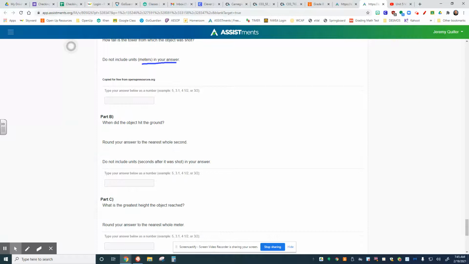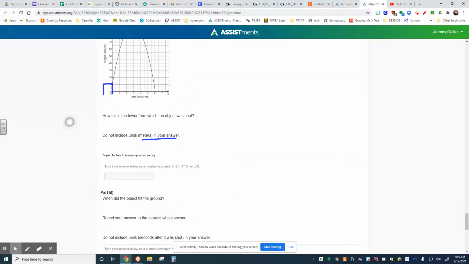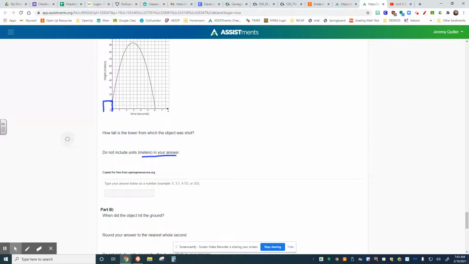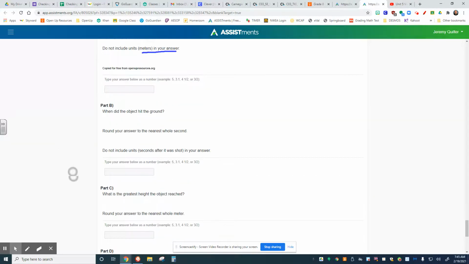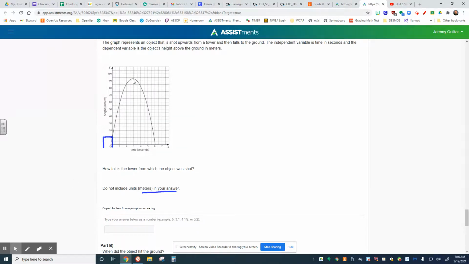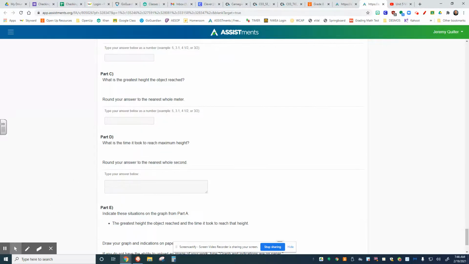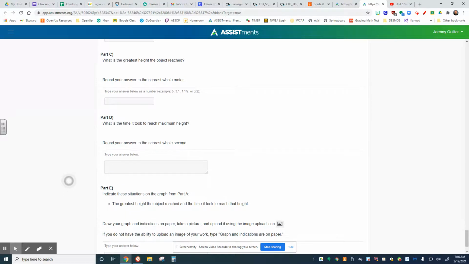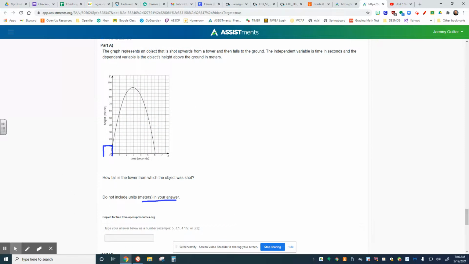Part B, it says, when did the object hit the ground? Take a look at the graph again, follow the line, figure out your time in seconds for when that object came all the way across and hit the ground. Part C, what's the greatest height the object reached? Again, read the graph, interpret the graph. Where do you believe that highest point is? And what is the time it took to reach maximum height? Again, go back to where you found that height right here. And what is the time at that point right up here?